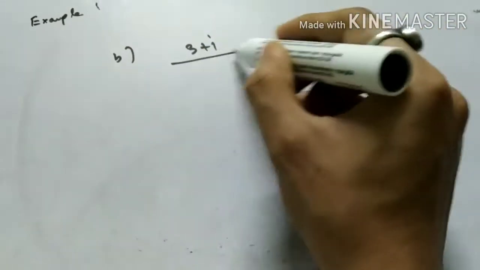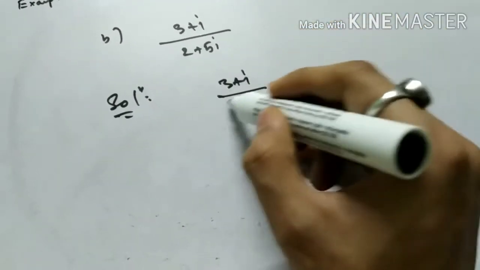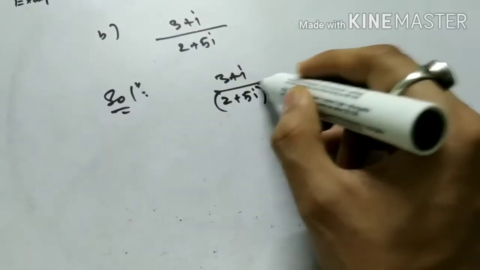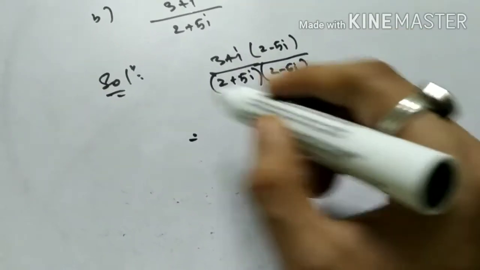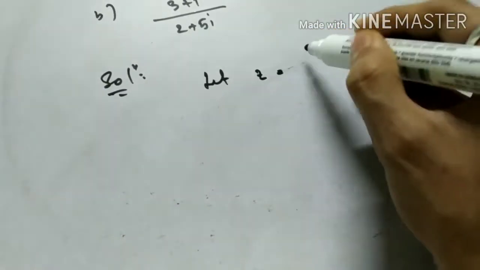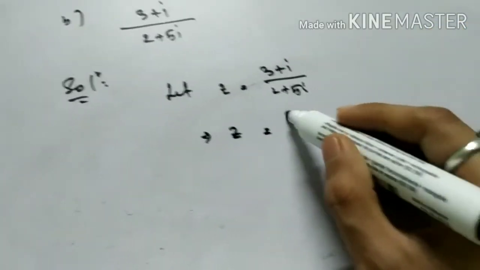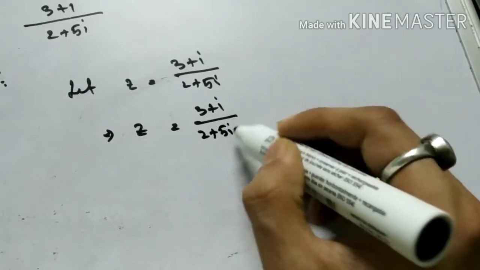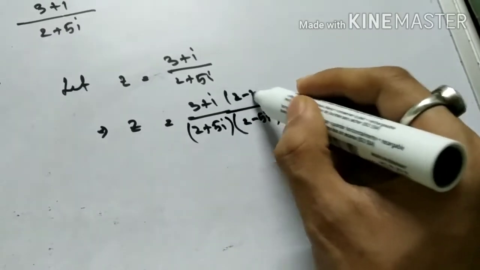Okay, next, number B is given: (3 plus i) by (2 plus 5i). So here, what I can do is multiply by 2 minus 5i. First of all, let z be equal to (3 plus i) by (2 plus 5i). So z is equal to (3 plus i) by (2 plus 5i), and this becomes multiplied by (2 minus 5i) over (2 minus 5i).